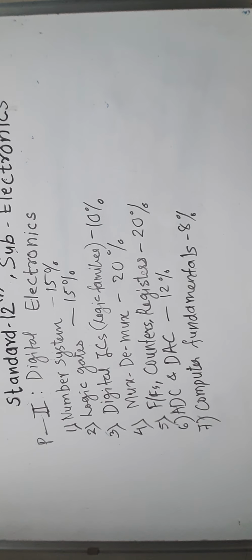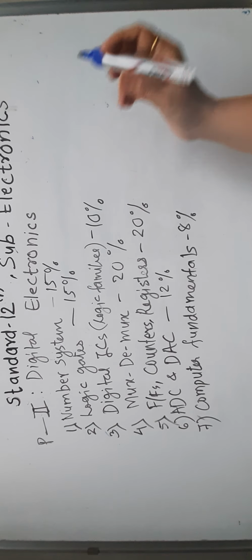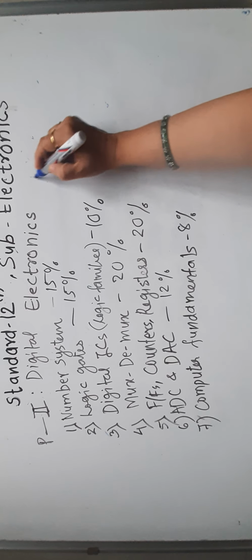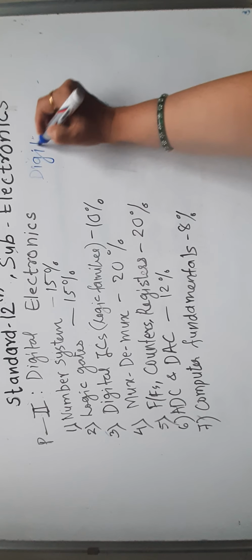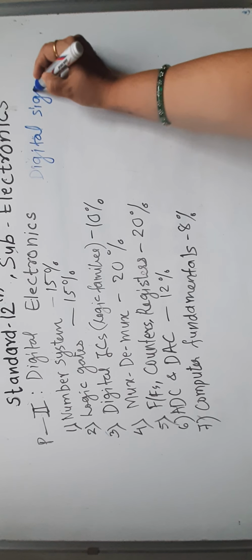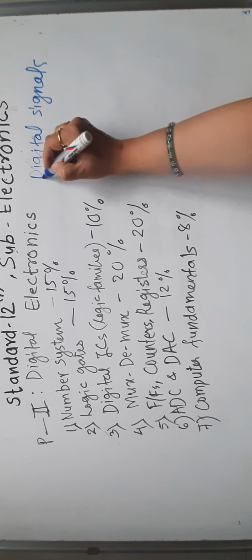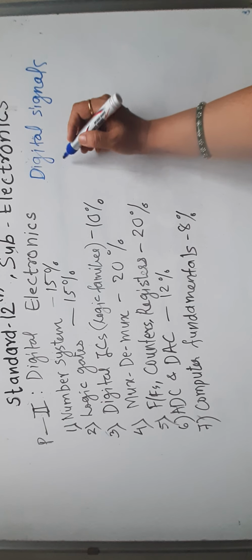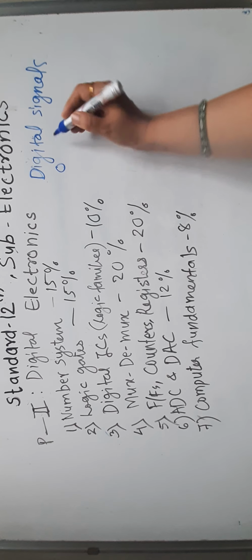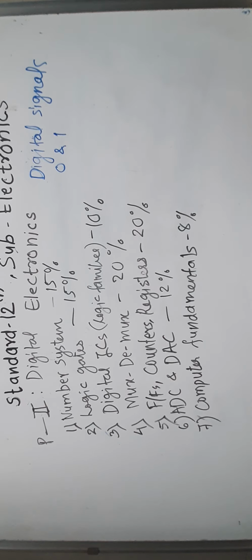Paper 2 or section 2 is digital electronics. See, this part is very important. Digital electronics is used everywhere nowadays. Digital signal is very important. Why are digital signals important? How are digital signals? They have only two states, 0 and 1, logic 0 and logic 1. Only two types of signals are there in digital electronics.